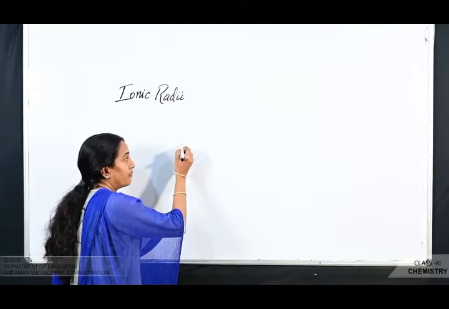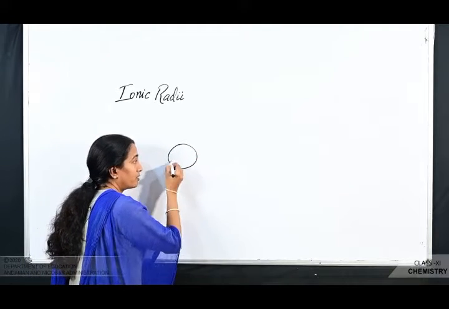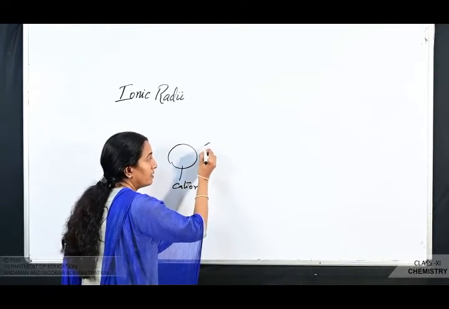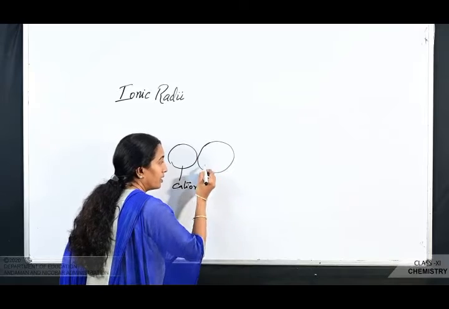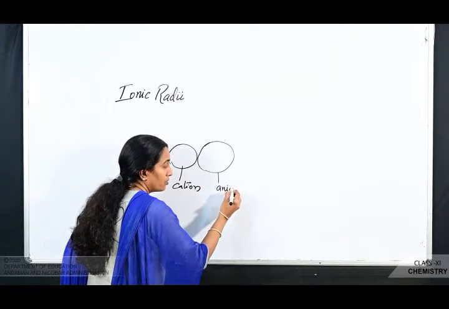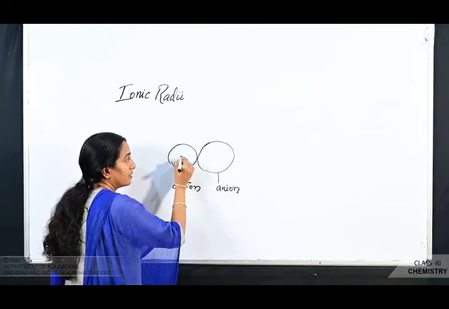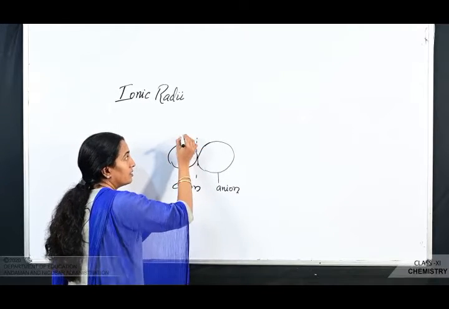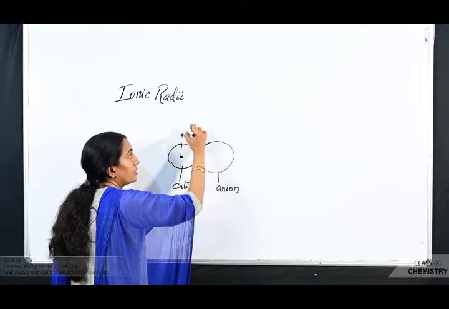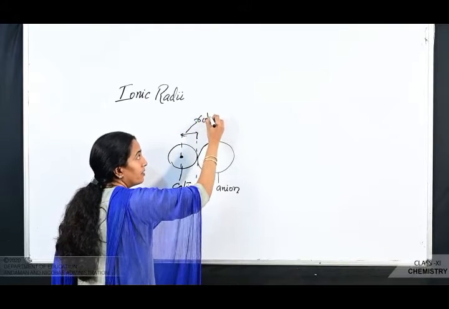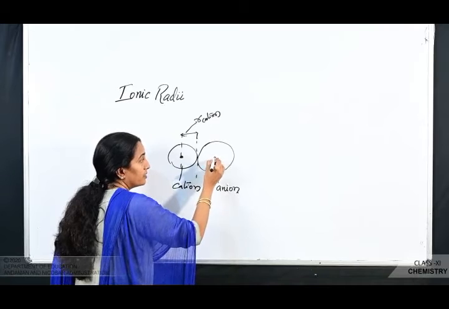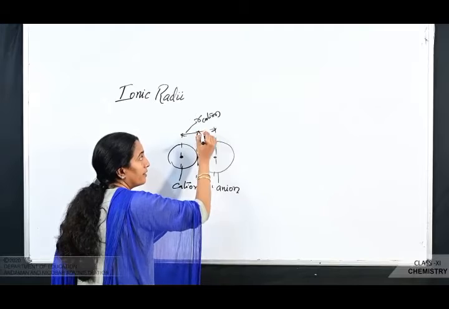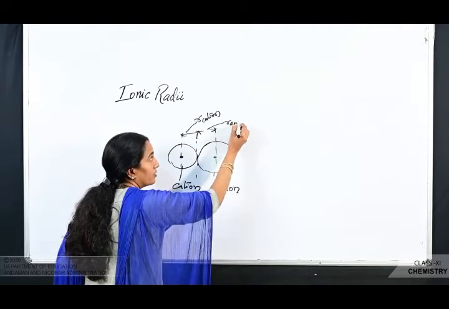For example, we'll see how to find out the cationic radius. We are taking this one as the cation and this one as the anion. So what is the cationic radius? This is the nucleus of the cation, and from here this distance will give you the radius of the cation, and this distance will give you the radius of the anion.